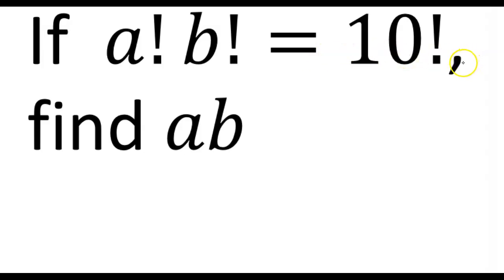In this video, we are to find AB if A factorial times B factorial is equal to 10 factorial. Now, this question really has no particular formula to deal with it. So we are going to do some manipulations and then come out with the answer. That's how Math Olympiad questions are. So you always have to find a way of getting the solution.